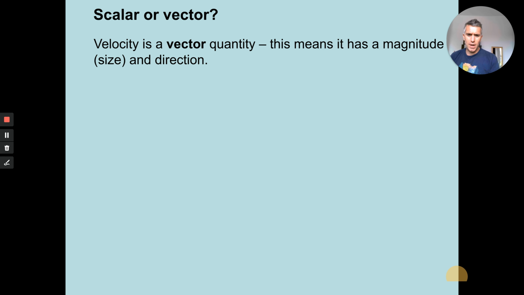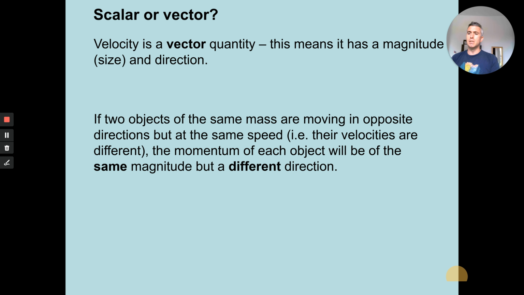Okay, scalar or vector. We know vectors. Velocity is a vector. What's the difference between a vector and a scalar? One has direction. So, if two objects of the same mass are moving in opposite directions but have the same speed, i.e. their velocities are different, the momentum for each object will be the same magnitude but in a different direction.